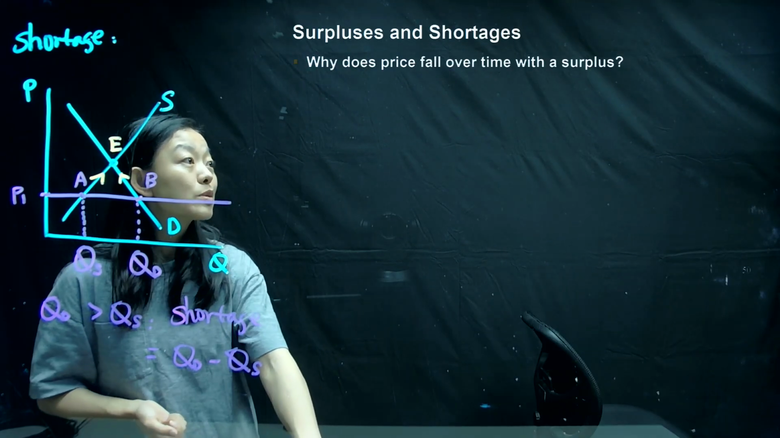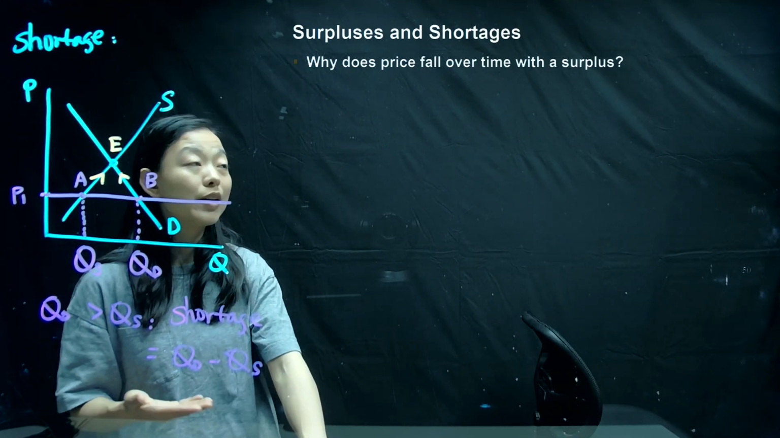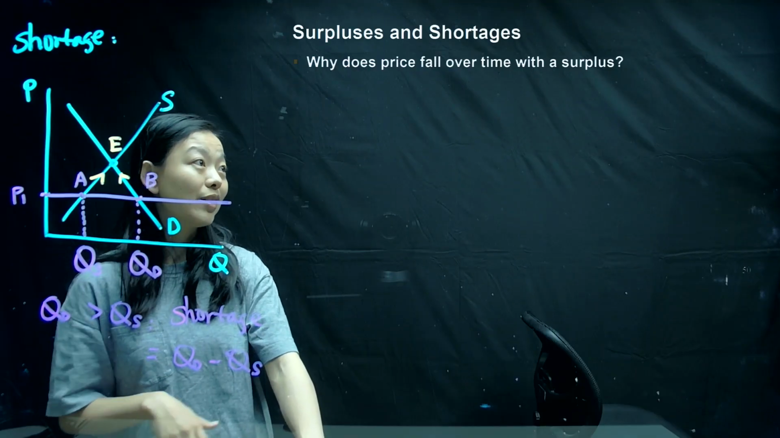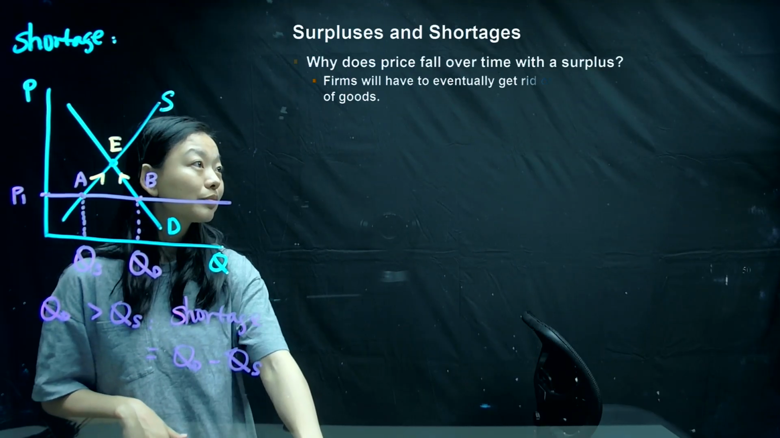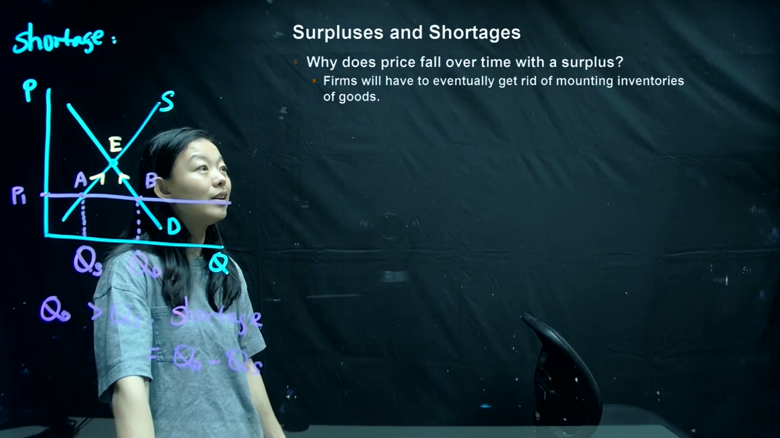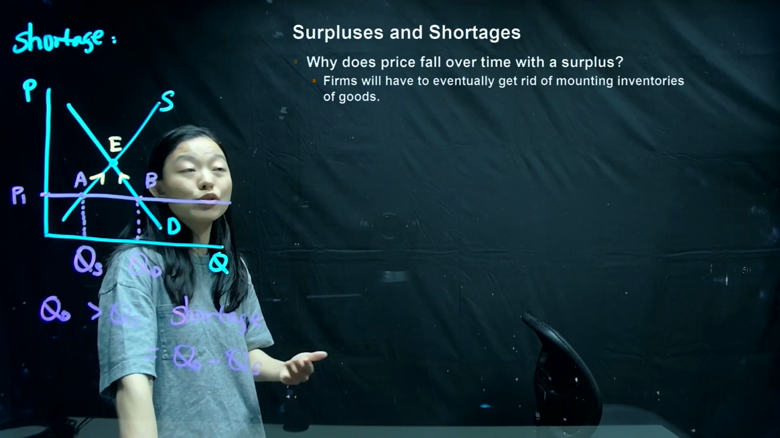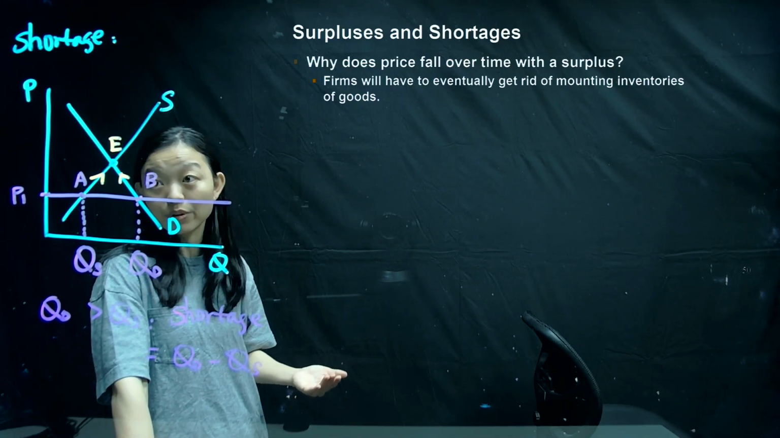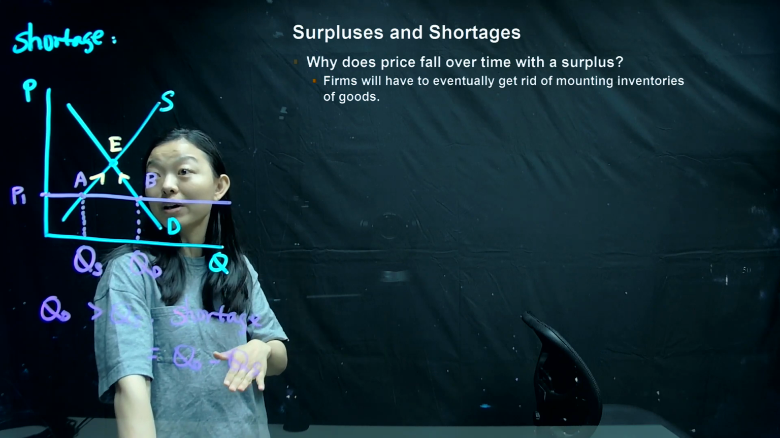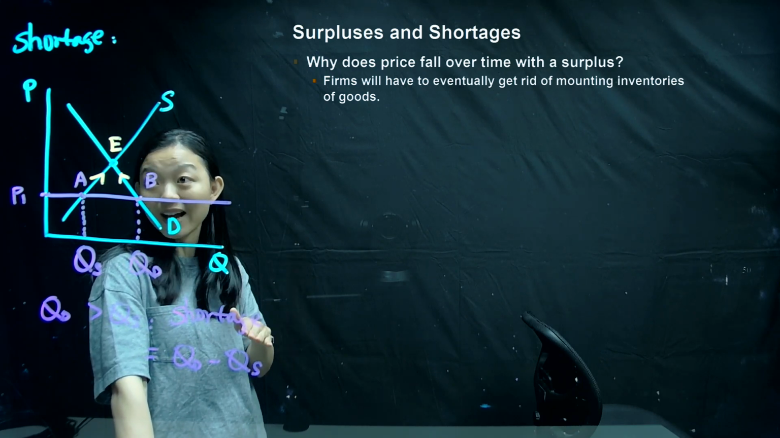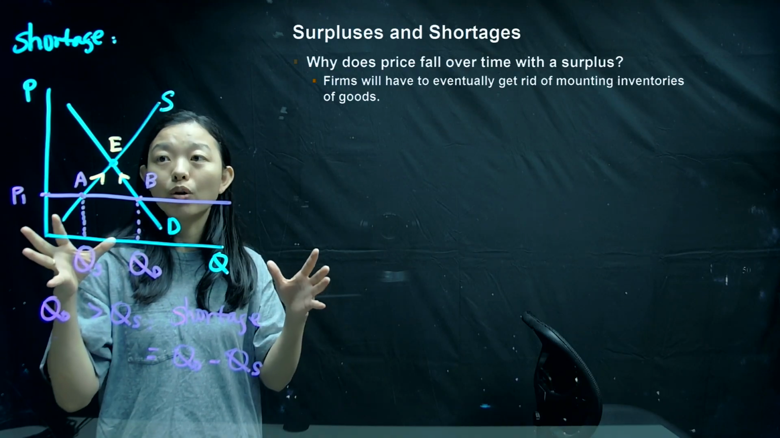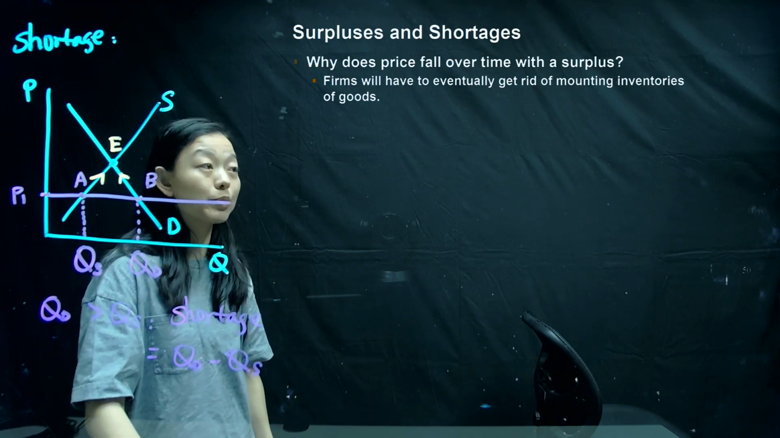Now, why does price decrease over time when there is a surplus? Here is just a summary, okay? If a surplus exists, firms will eventually have to get rid of their inventories, right? So firms will try to cut the price. And when the price goes down, quantity demand can increase, right? And that will shrink the surplus.